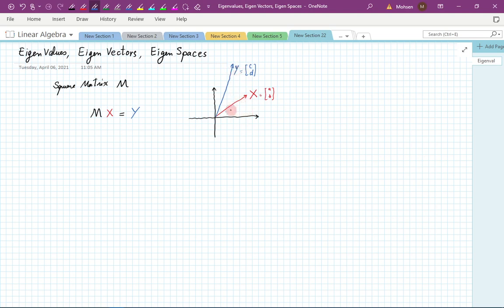There is a special case, and the word special is just that word eigen. The word eigen that we see over and over again simply means special case. So the special case here is that x and y line up, meaning they are both on the same line.